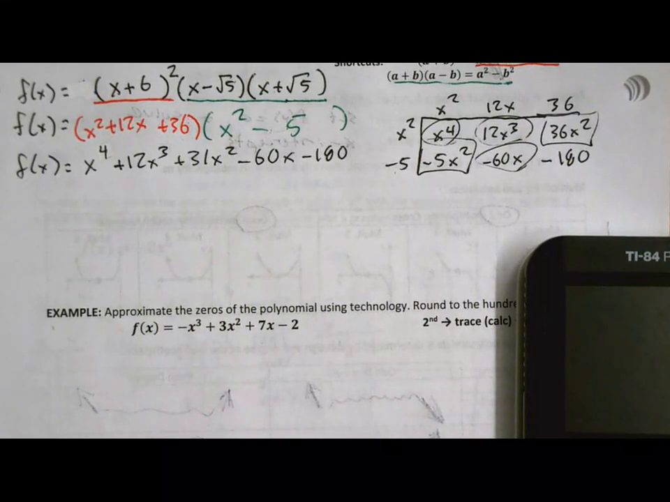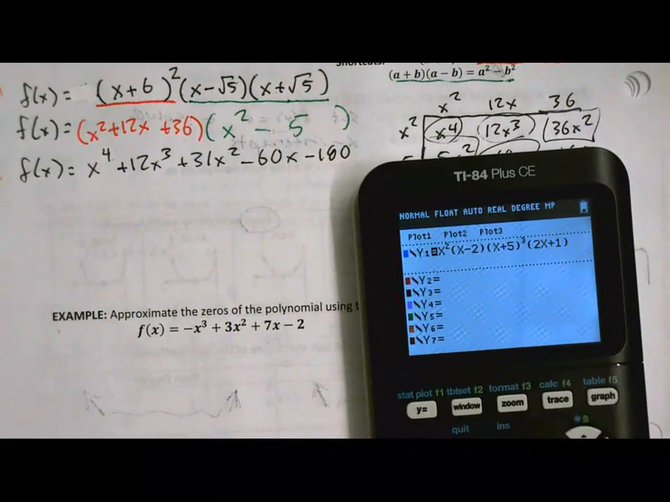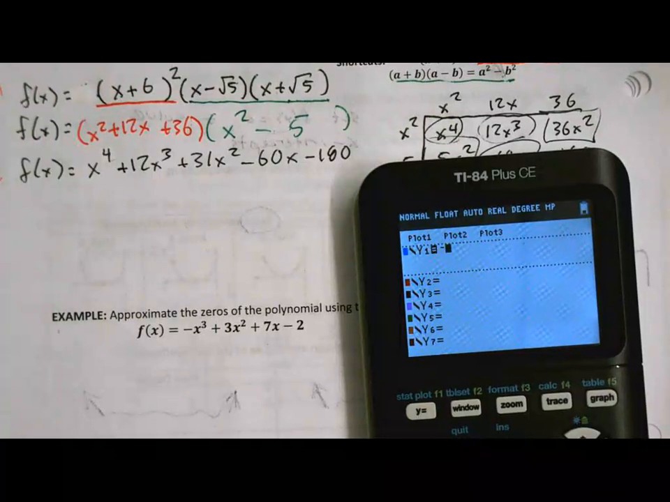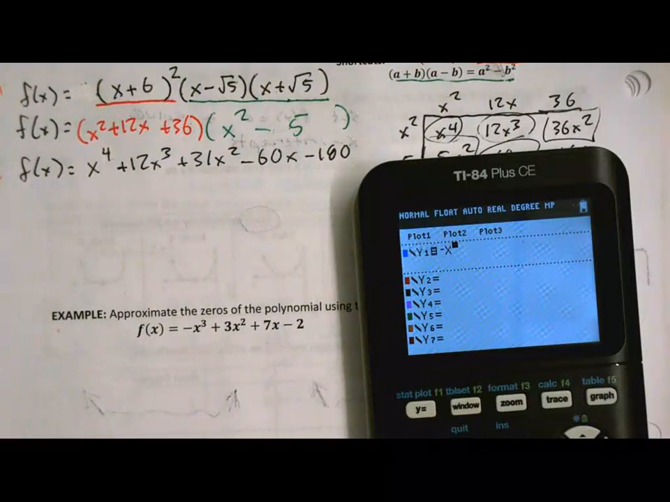So let's go into our y equals and get our function typed in. Make sure you're using negatives and minuses appropriately. I know that's kind of annoying.